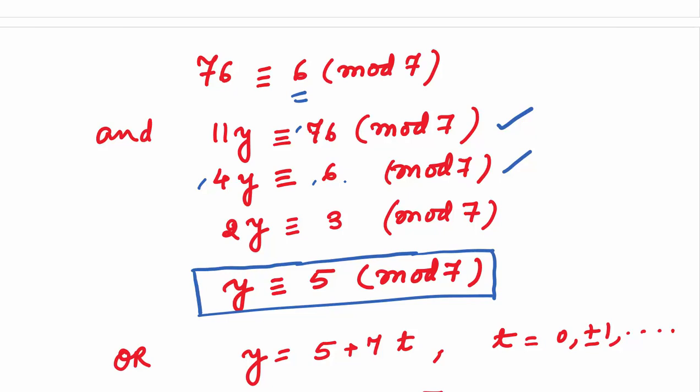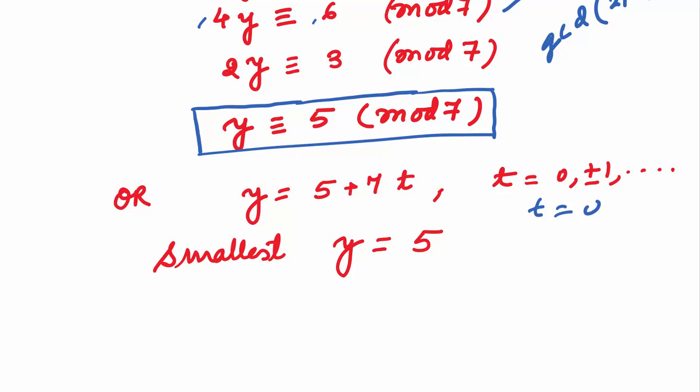Again, I can divide by 2 both sides of the congruence, as 2 is relatively prime to 7, or you can say as GCD of 2 and 7 is 1. You can divide by 2 on both sides and you will get 2y is congruent to 3 mod 7. Now we directly get the solution as y is congruent to 5 mod 7. So this gives us y is equal to 5 plus 7t for all values of t: 0, plus minus 1, and so on. Take t is equal to 0, we will get the smallest y, which is 5.